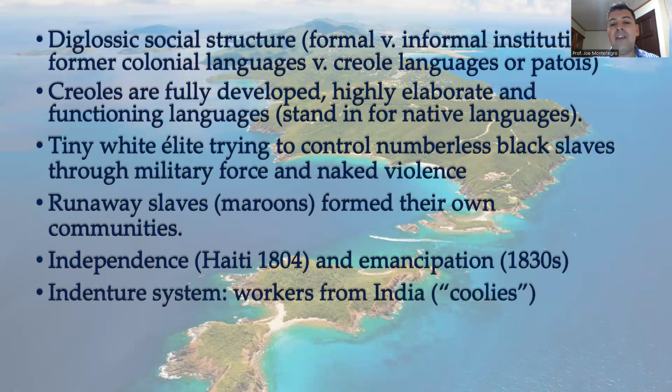After independence and after the emancipation of slavery comes the Indenture System, in which the white masters and the plantation owners, since they didn't have slaves anymore, ended up hiring, quote unquote, workers from India under terrible, inhumane conditions. So they were little more than slaves, right? They were hired, but they were not treated in a very humane way. They were called the coolies, right? Those were the workers from India.